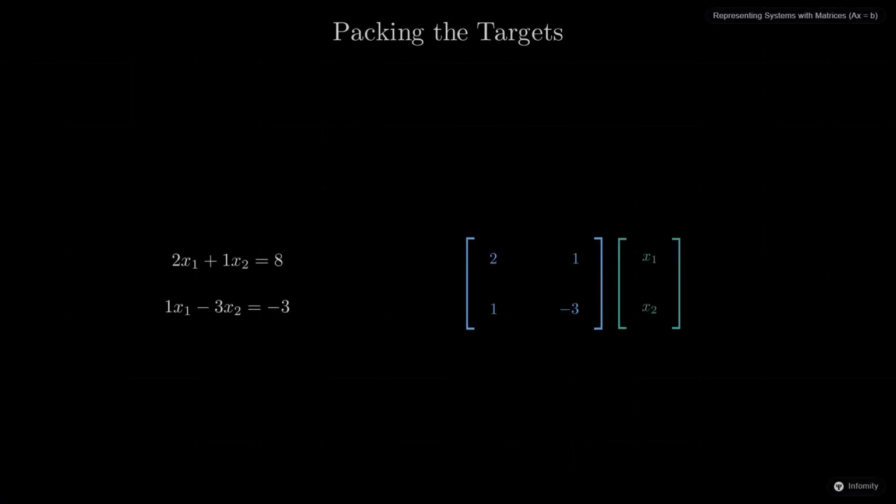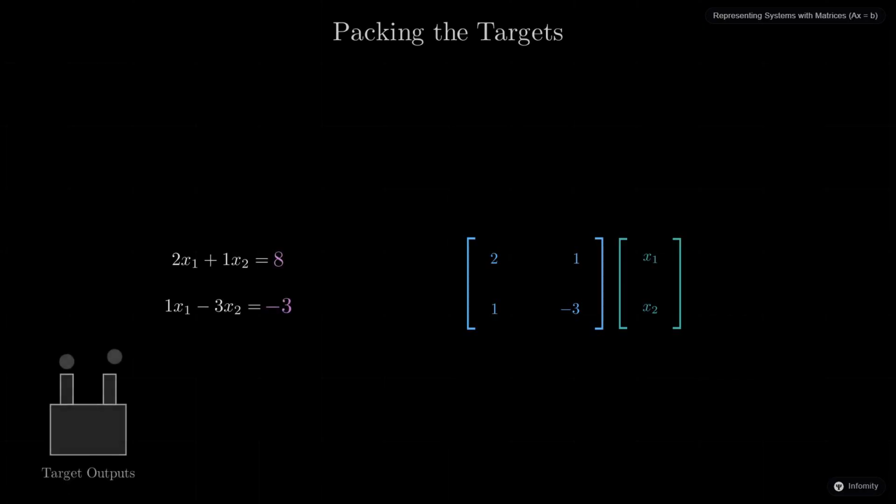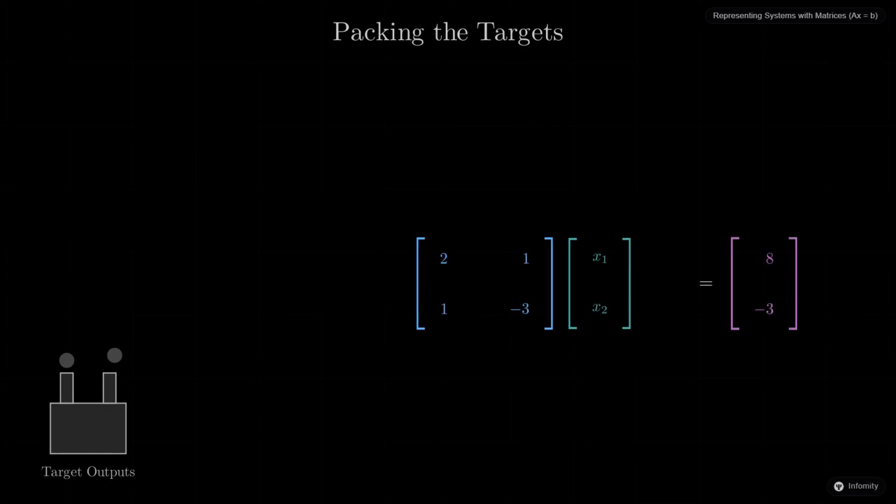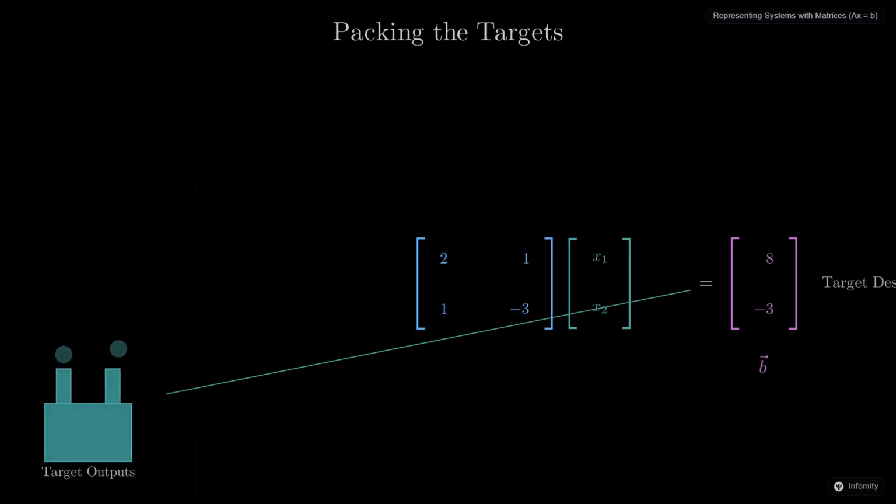Finally, we must deal with the constants on the right side of the equals sign. These constants, 8 and minus 3, represent our target blend outputs. We slide these numbers out from the right side of our equations. They stack into another column vector, which we call lowercase b. This is the part that changes how you think about the equal sign. Vector b is our target destination in coordinate space. The factory icon in the corner tracks our final packaged blend.